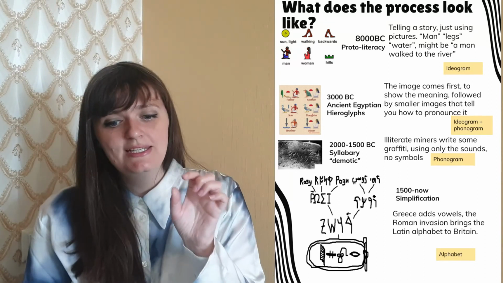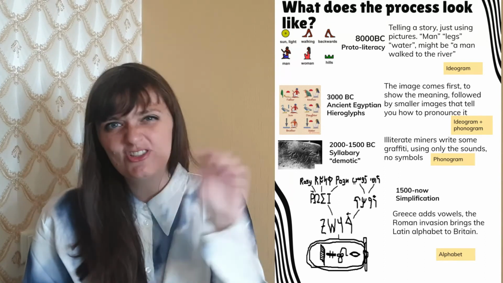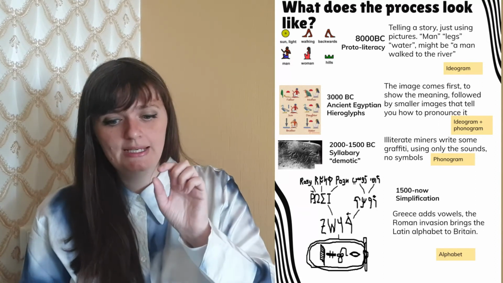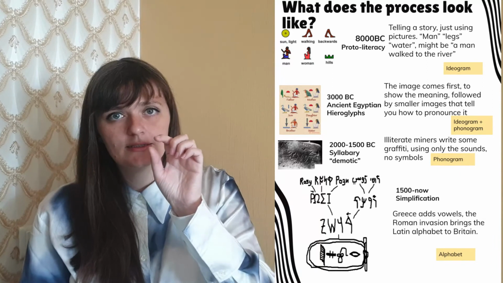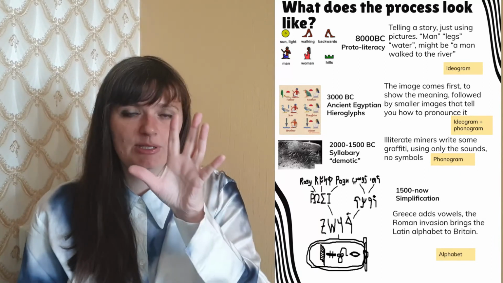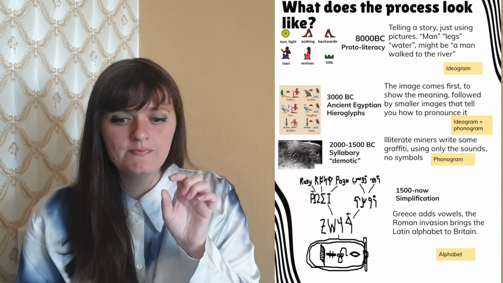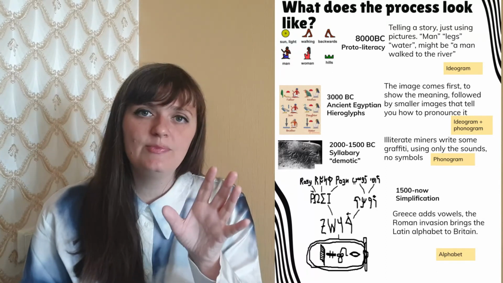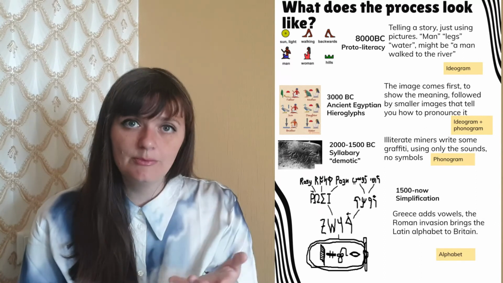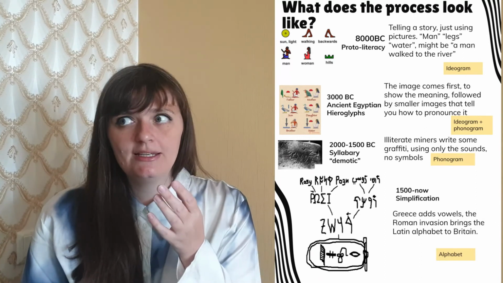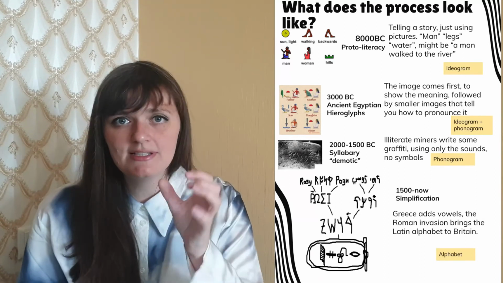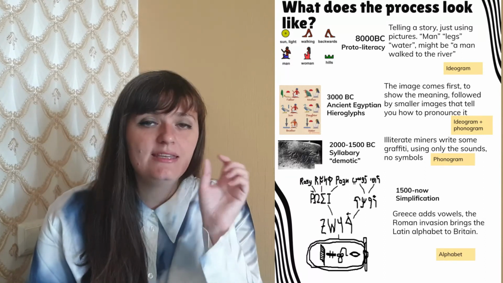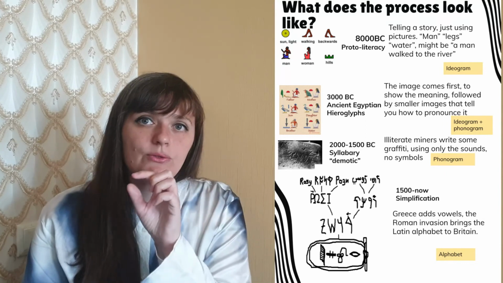After that, we just start to write with just the phonograms. The name of this is called demotic, if you're interested. With this one, we don't need the big pictures, we just use the pronunciation. And then slowly over time, this alphabet changes and simplifies, and some things are added, some things are changed. For example, the Greek alphabet adds the vowel sounds A, E, I, O, U.